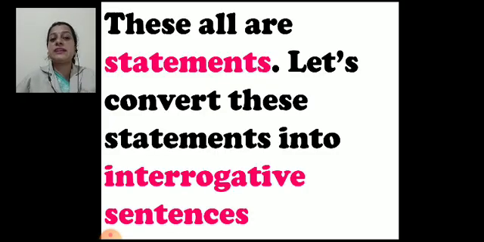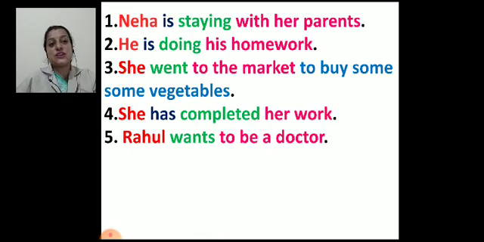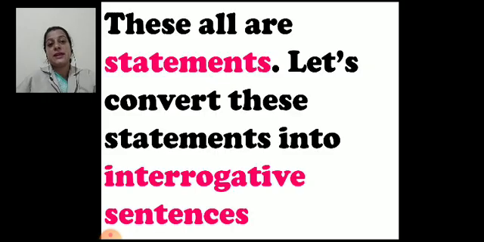So now let's convert these statements into interrogative sentences. Here we put all these words in order to make sentences using these five elements: subject, helping verb, main verb, object, and other words, right? Now we came to know how to form a sentence, and we also know that these all are statements. Now it's time to learn how to convert these statements into interrogative sentences.